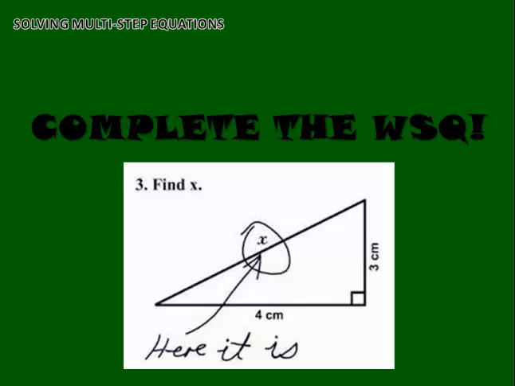Okay, so hopefully you understood that. The new parts were combining like terms and getting rid of parentheses using the distributive property. Go ahead and complete your assignment, and we'll see you in class.